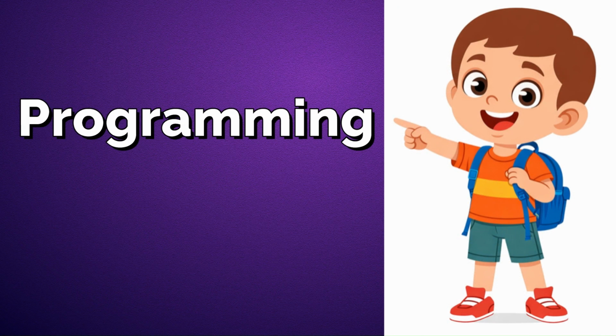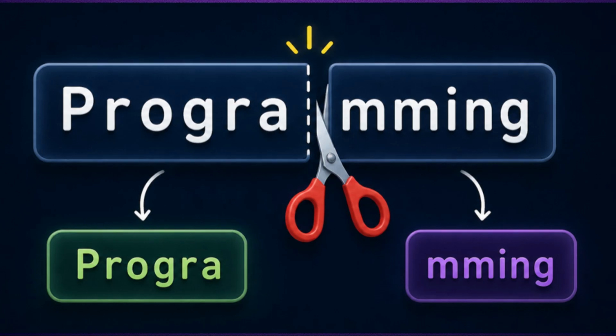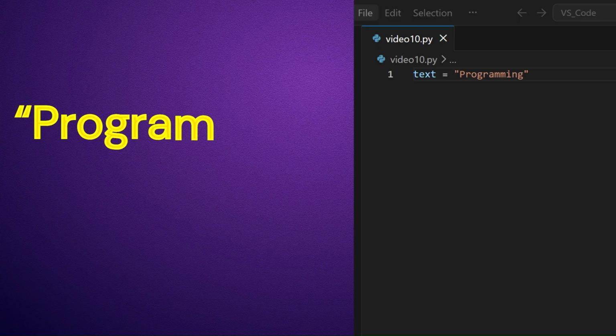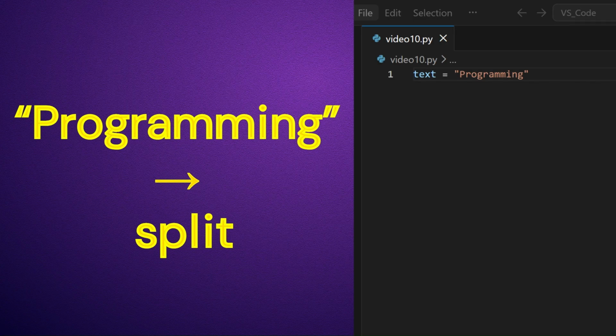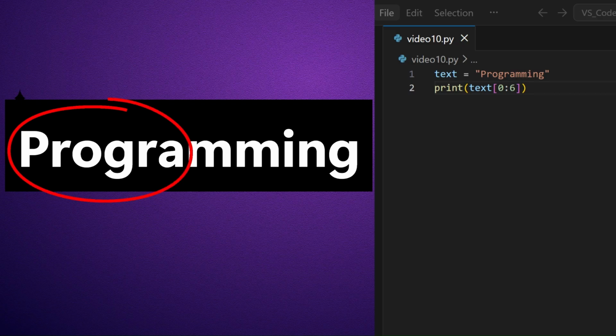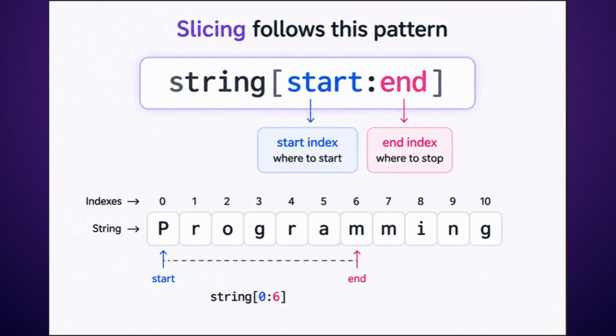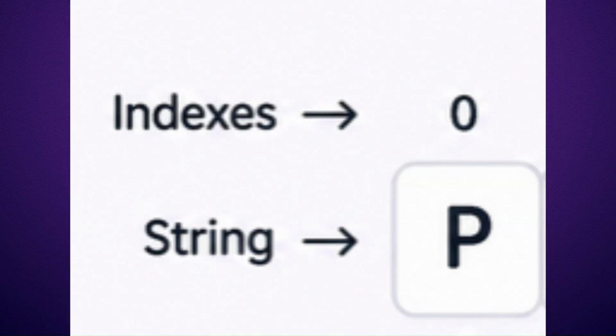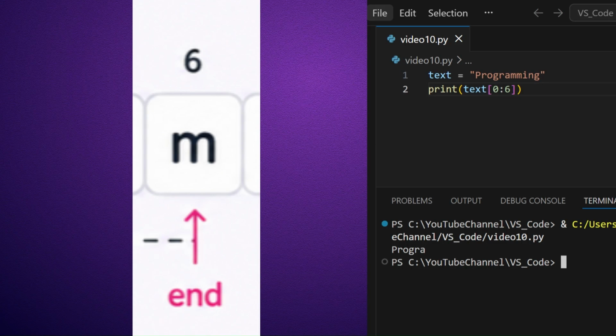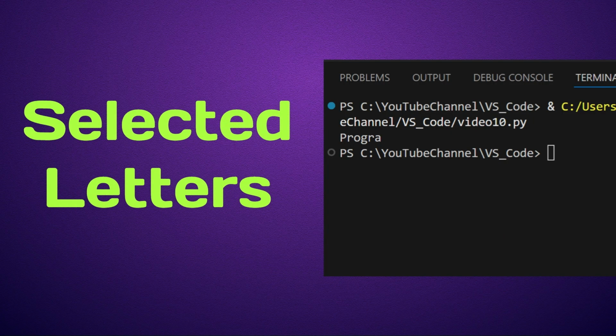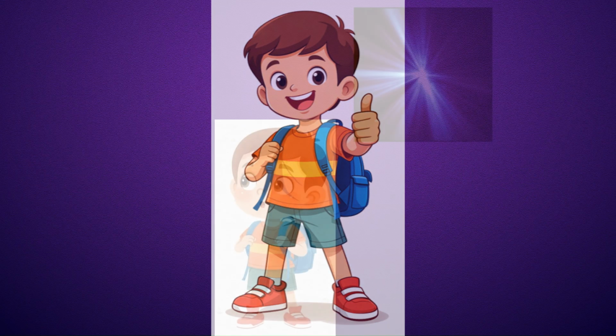Now, Alex wants only a part of the string. Python allows this using slicing. Slicing means cutting a piece of a string. This code gives only that piece of string. Slicing follows this pattern. The start index is included, but the end index is excluded.